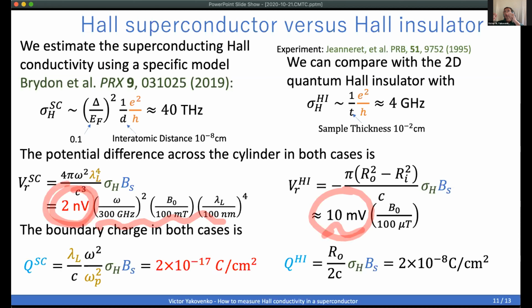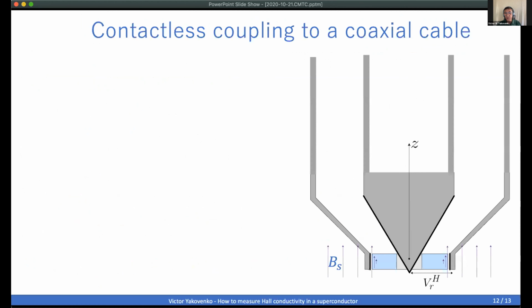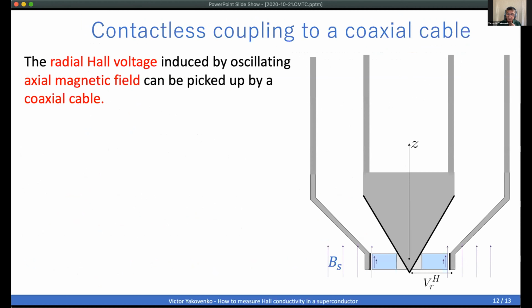How would you measure an induced voltage of a few nanovolts? And finally, the proposal is to use contactless measurements using a coaxial cable. So this is basically the idea. This is your sample, a superconducting cylinder with a hole inside. Then there is a magnetic field, applied vertically and oscillating. And this oscillating magnetic field will induce a radial voltage, so a radial voltage between the two sides. And how are we going to pick up this voltage?